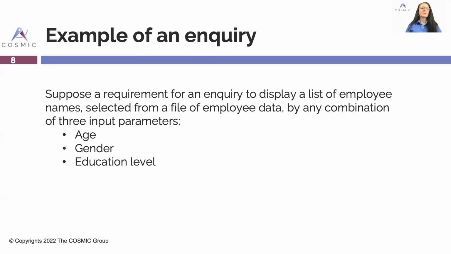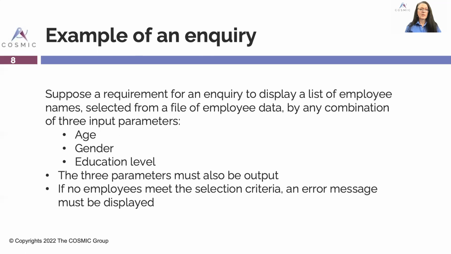If we take an example of an inquiry on a human resource database, suppose a requirement for an inquiry is to display a list of employee names selected from a file of employee data with any combination of the three input parameters, age, gender, and education level. Well, those three parameters must also be output. And if no employees meet the selection criteria, an error message must be displayed.